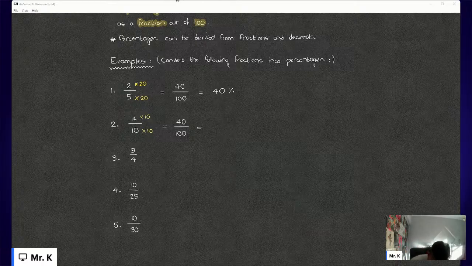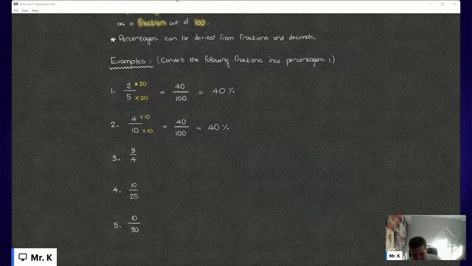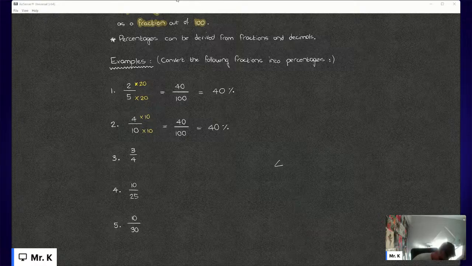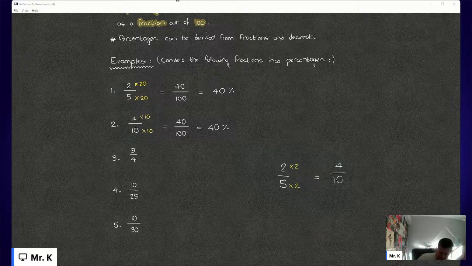Right? And again, we have a fraction out of 100 now, so we can take the numerator and simply write it with a percent sign. And now we can see how 2/5 and 4/10 both represent 40%. Okay? And that's because, guys, if I take the fraction 2/5, and I multiply it by 2 in the numerator and in the denominator, we get 4/10, which is our second fraction.